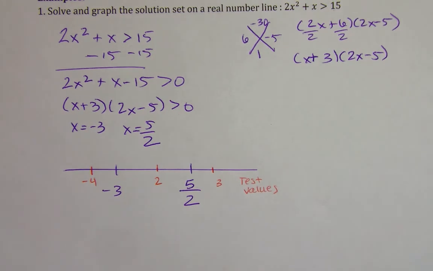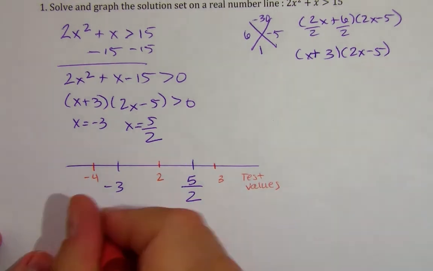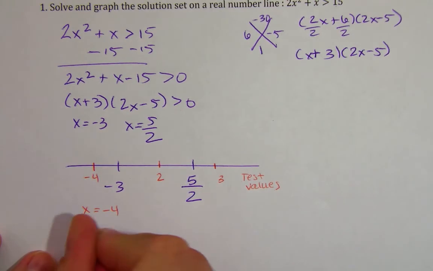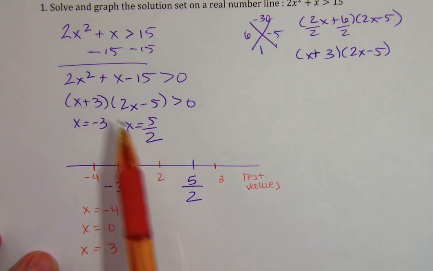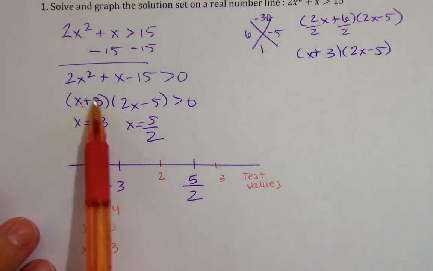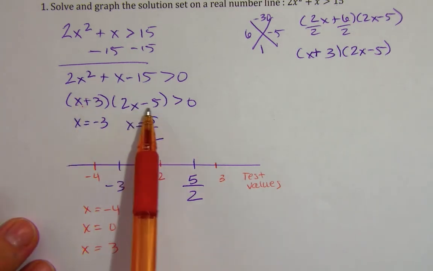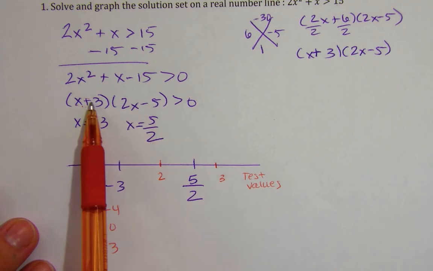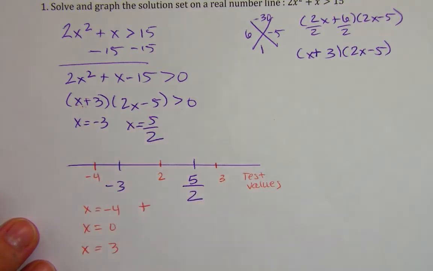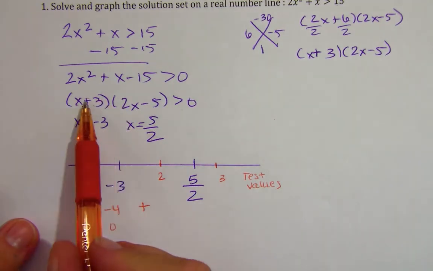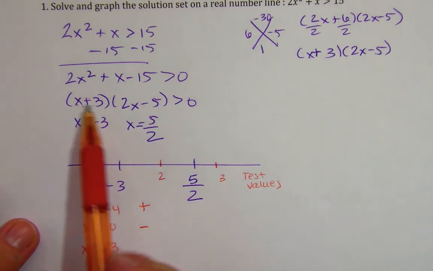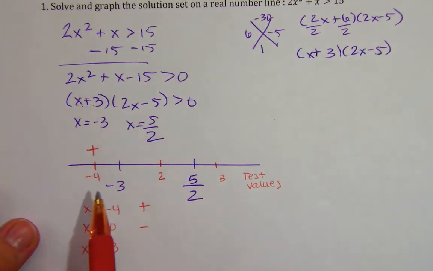Plugging in negative 4, plugging in 0, and plugging in 3. Well, plugging in negative 4, I get a negative number in here, and a negative number in here. A negative times a negative is a positive, so it's positive here. Plugging in 0, I get a positive number and a negative number. A positive times a negative is a negative. And then plugging in 3, I get a positive and a positive, and positive times a positive is a positive.